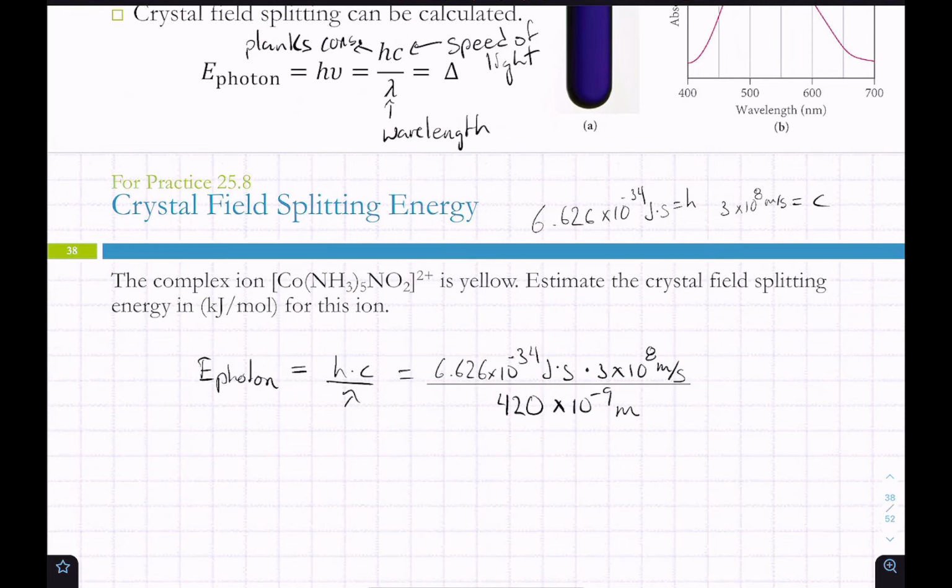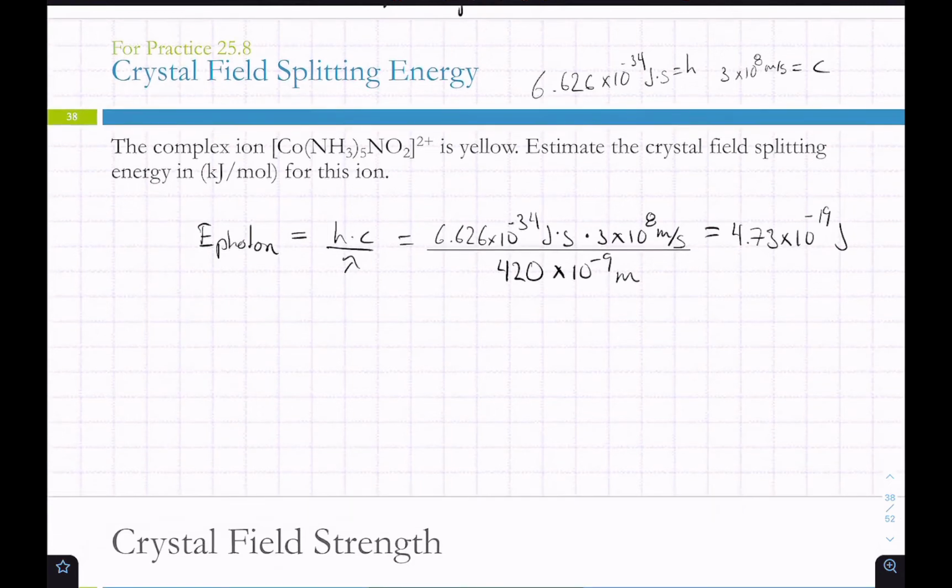So then it's 6.626 e to the negative 34 times 3 e to the 8 divided by 420 e to the negative 9. That's a very small number, 4.73 times 10 to the negative 19 joules. But we want to get this answer in kilojoules per mole. So this is the energy for the transition of a single electron in this cobalt complex.